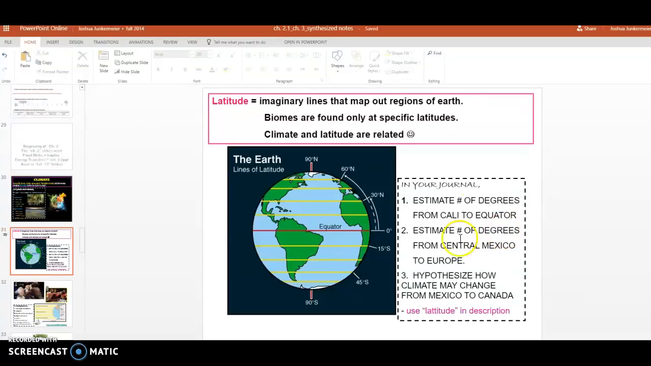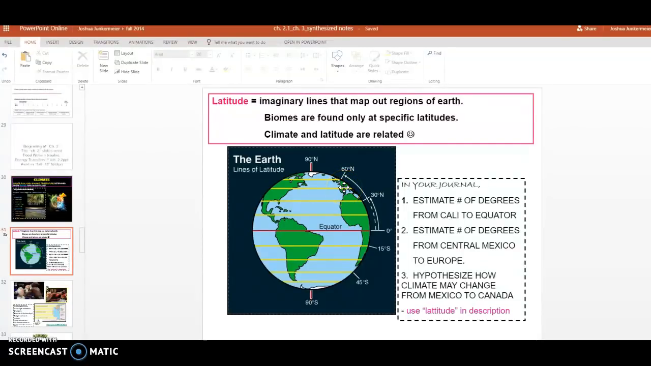Number 2, it says estimate number of degrees from central Mexico to Europe. So Europe's up here, and this is central Mexico. So if this line is 0 and this line is 30, the middle must be 15. So we do 15, and we're traveling up to Europe. So if we go from here to here, we've traveled 15 degrees. If we go on another line, we've traveled 30. So you could say 30 to 45 degrees traveling from here to get up to the latitude where Europe is, okay?